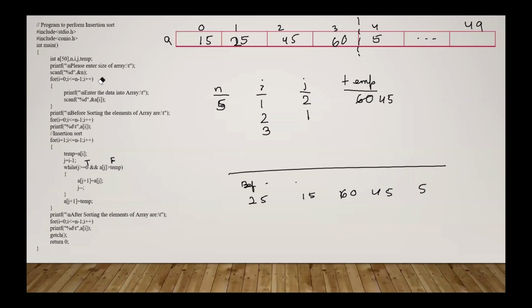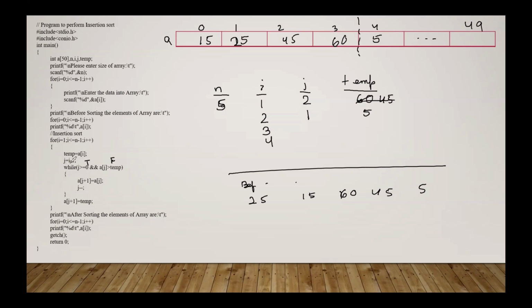Now it will go to the ending curly bracket, then the starting curly bracket. The i value is incremented by 1, that is 4. 4 is less than or equal to 4. Yes, it is true. Then temp equals a[i]. The i value is 4. a[4] is 5. So now temp stores the value 5.